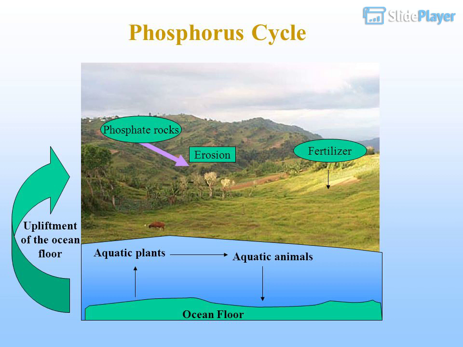Phosphorus cycle: phosphate rocks, fertilizer, erosion, upliftment of the ocean floor, aquatic plants, aquatic animals, ocean floor.